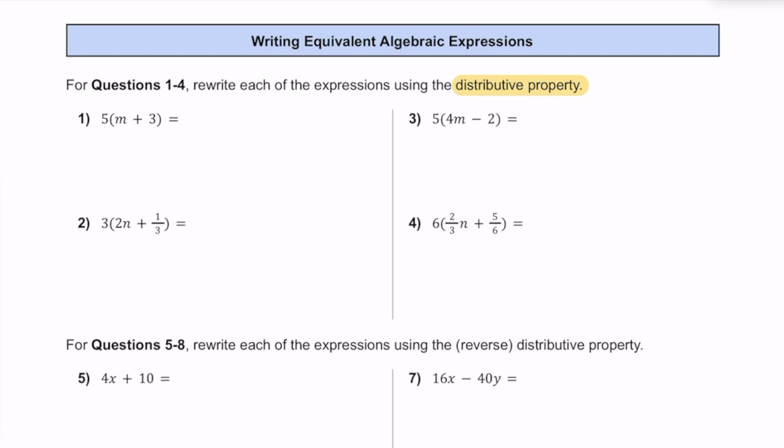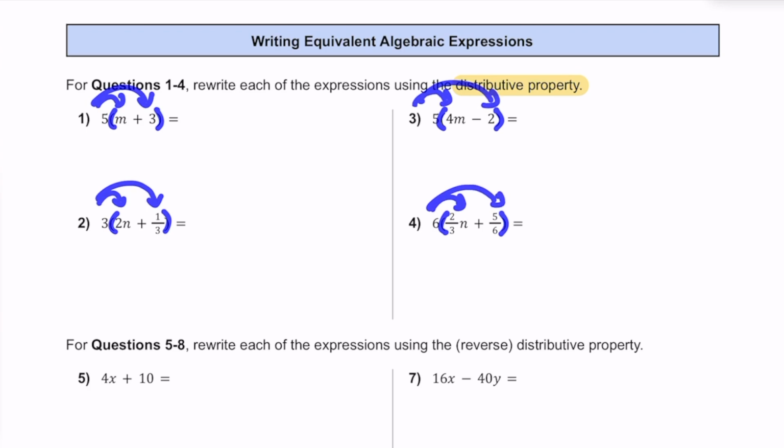Notice how for these first four problems, each of these expressions has a set of parentheses, and inside we have two different terms. You could have two or more for these types of problems, but we're just going to have two for each of these, and there's going to be one number on the outside. For the distributive property, we're going to be distributing the outside number to both inside terms. We're going to go ahead and multiply both over here, okay? So let's go ahead and do that.